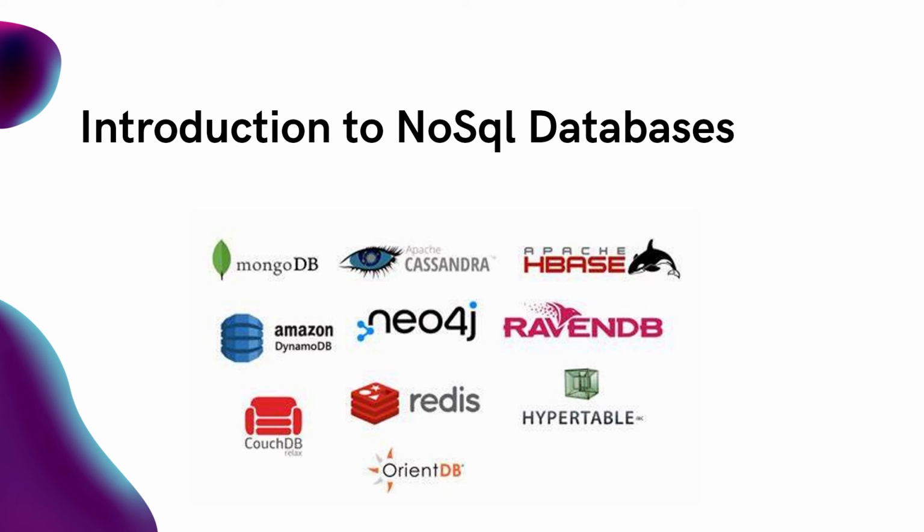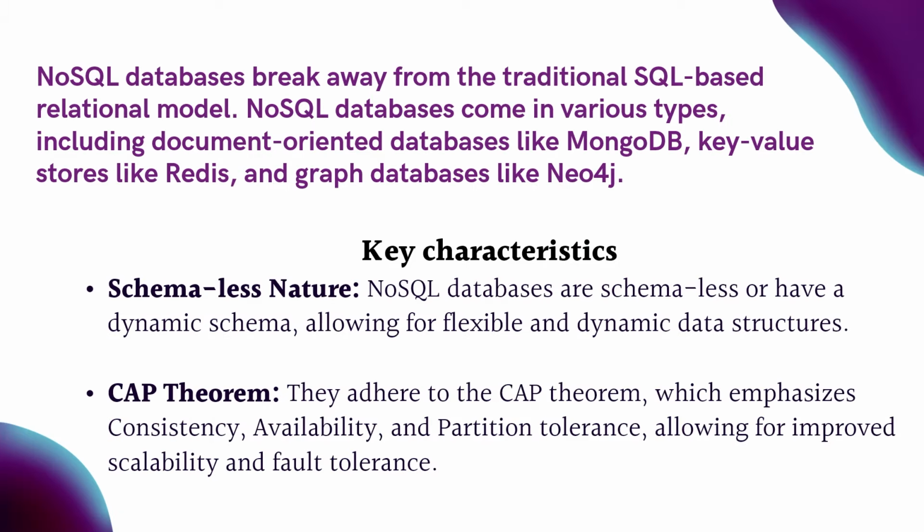Now moving on, we'll get to know in this slide about NoSQL databases. These are some of the examples of NoSQL databases. As I was mentioning, a NoSQL database is completely different from RDBMS. They do not have a completely fixed structure. They are of various kinds. So that's what is written over here. NoSQL databases come in various types, including document oriented, key value, and graph based.